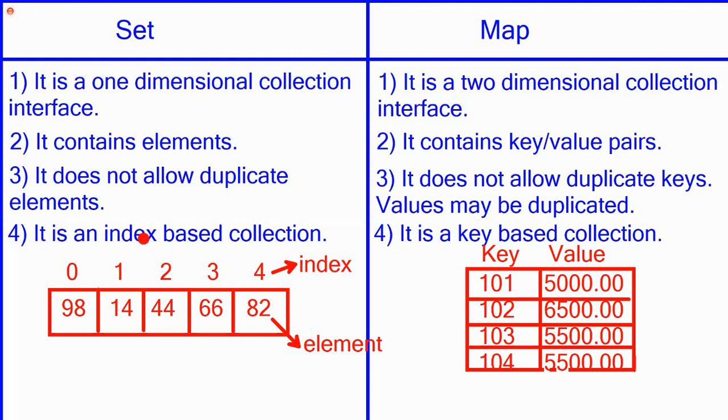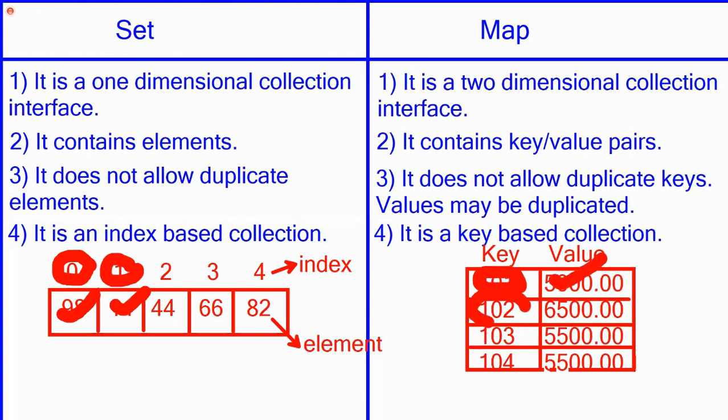Set is an index based collection. Suppose if you pass 0, you will get 98. If you pass 1, you will get 14. But in a map there is no index. If you pass a key, you will get a value.